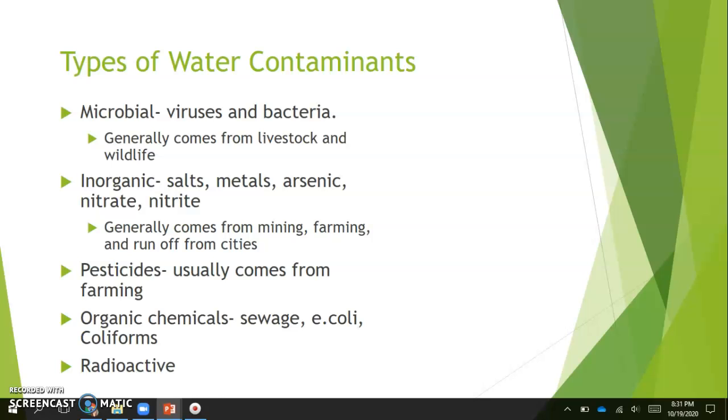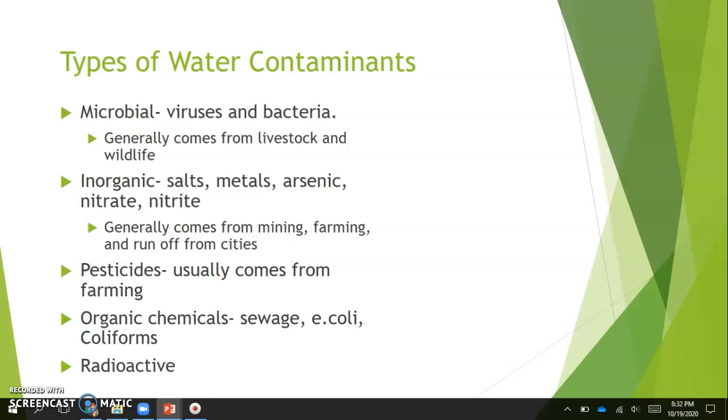Also, there can be inorganic contaminants like salts, metal, arsenic, which is a poison, also nitrates and nitrites, and these will generally come from mining, farming, and then runoff from cities as well. So when it rains, all of that pollution kind of gets washed into our water.